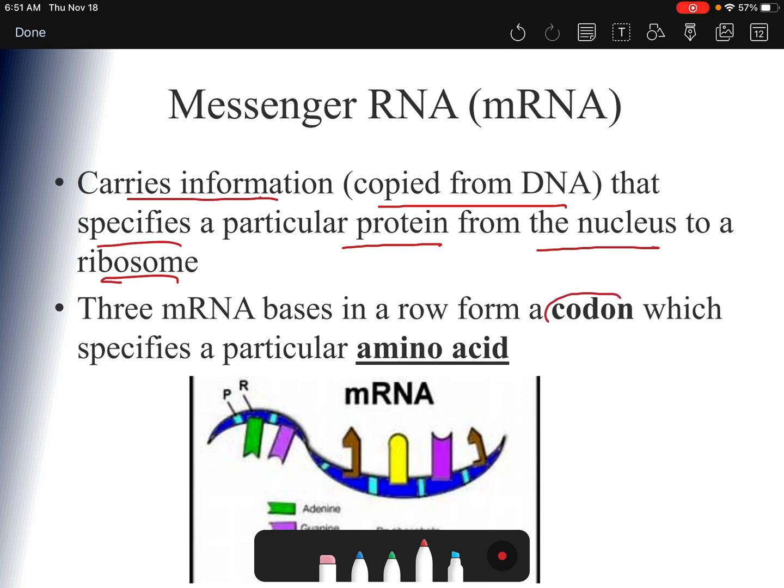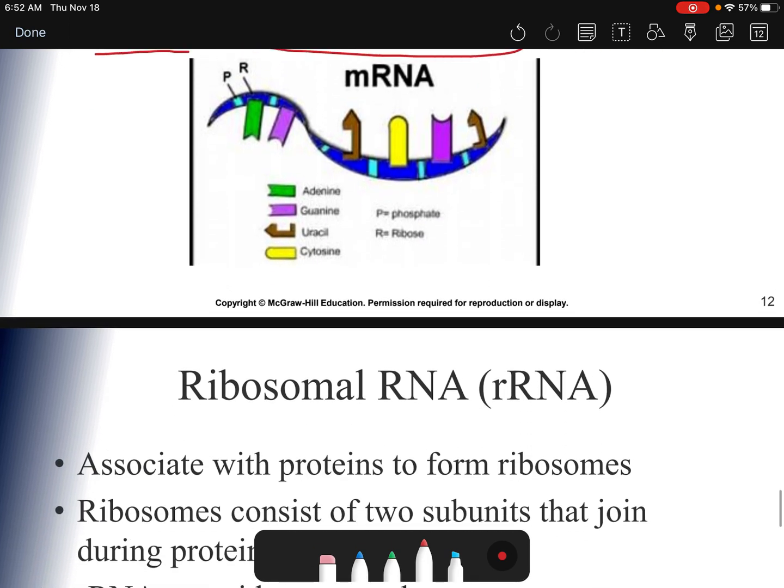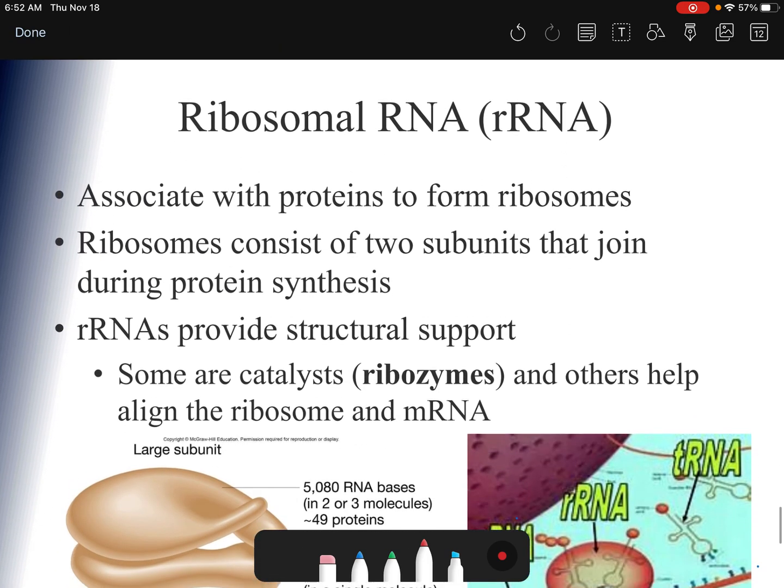A couple of terms here though. A codon is 3 bases in a row that will specify a particular amino acid. Okay, so every single codon codes for a particular amino acid. And that's what's used to build a protein. That's the subunit of a protein.